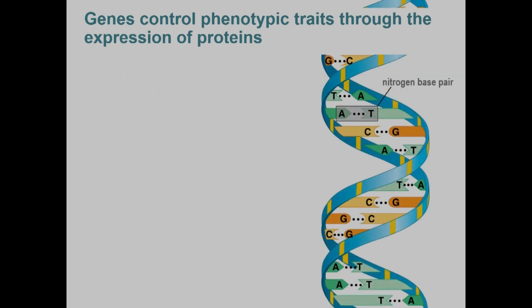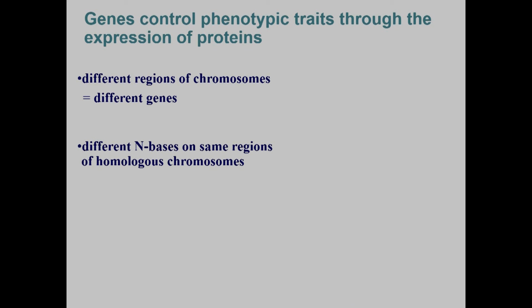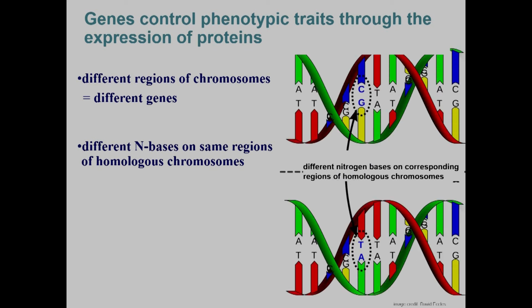Different regions of chromosomes have different genes. And genes are sequences of DNA that encode a protein or a function. Different nitrogenous bases on the same region of homologous chromosomes can lead to different alleles. So for example, right here, we have a small difference in this gene. In one version, there's a CG pair, and in the other version, there's a TA pair. This would be an example of different alleles. One of these alleles might encode one color of eyes, like blue, and the other might encode another, like brown.